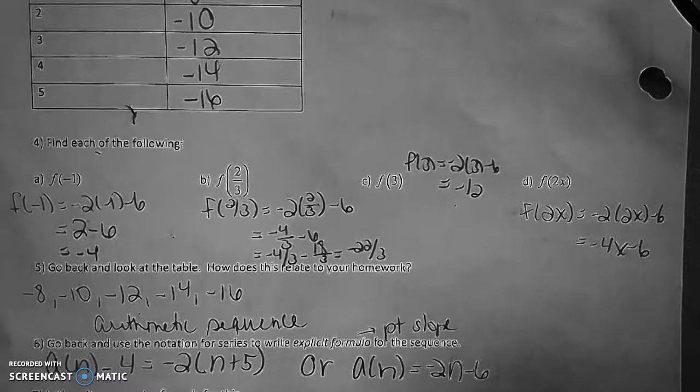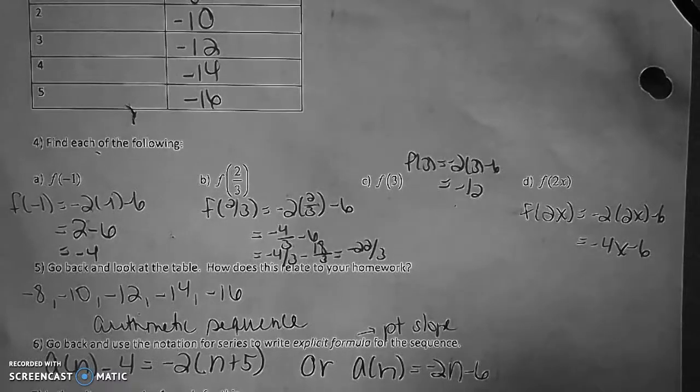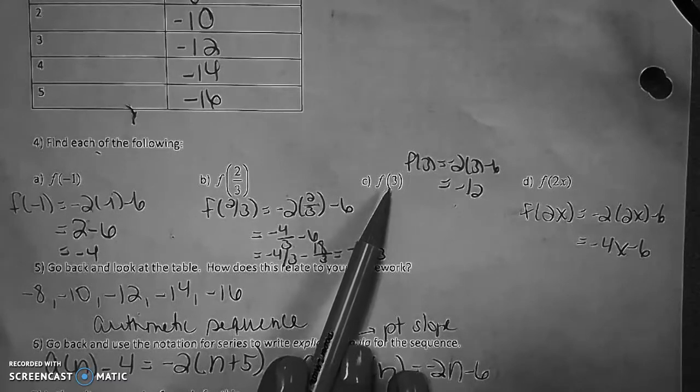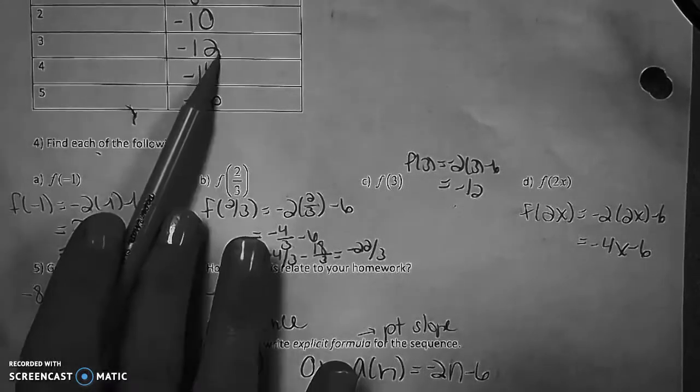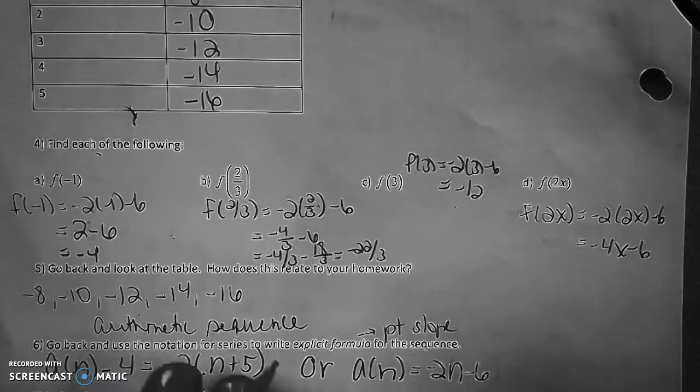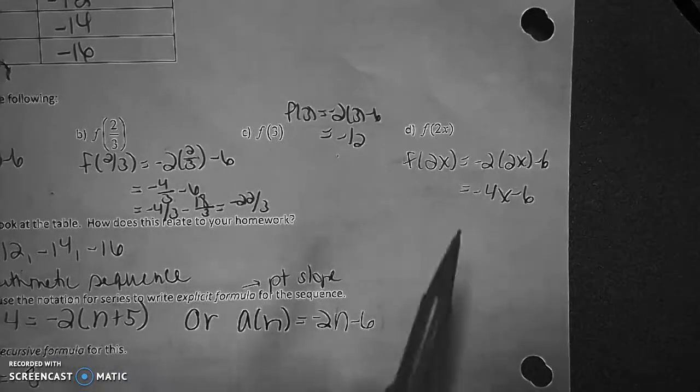And then let's look at part 4 for just a second. Again, you can pause the video. I want you to notice C part. You could have just looked at your table up above, -12. You already have that. You didn't have to plug 3 into the function. I did want to talk just a moment about D part.